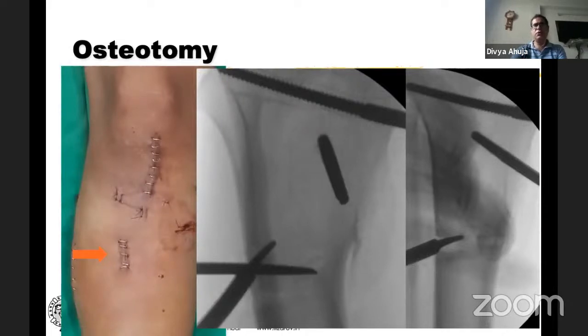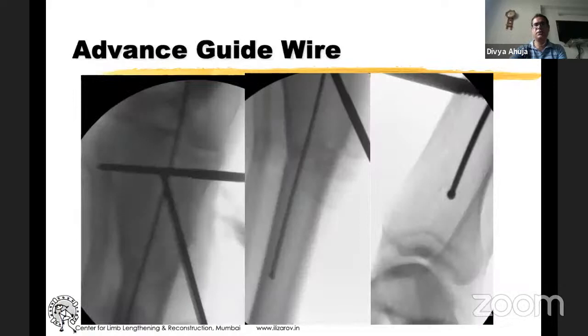Then just that lateral cortex was removed. No big wedges were taken out, just the lateral cortex was removed and the rest of it was closed with the force to compress the portion. Then the guide wire was advanced.